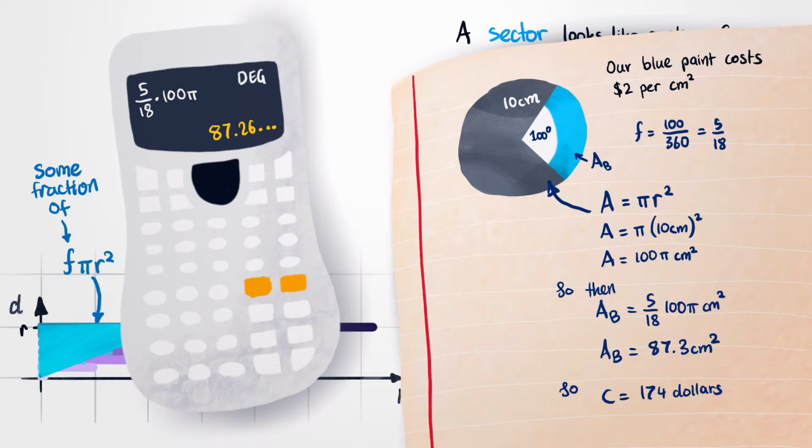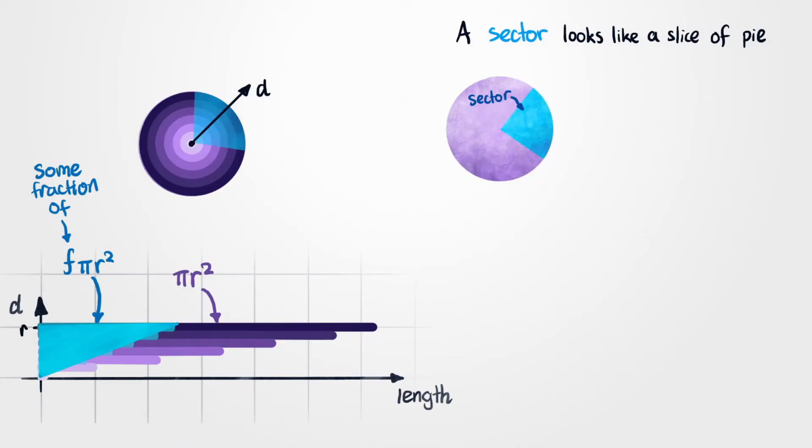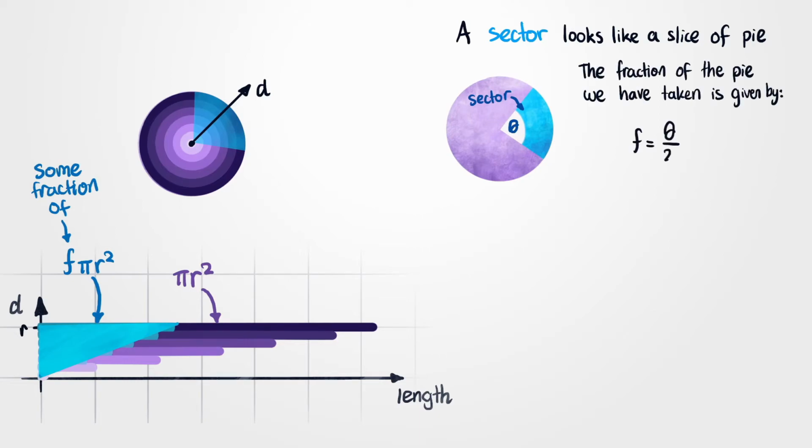Now we can go ahead and repeat these steps in general to find a really convenient formula for this. We're going to want to start by finding this fraction f. And to do that, we're going to have to know what this angle over here is. So let's go ahead and label it theta. Now, assuming we've measured theta in radians, then the fraction we're looking for is just theta on 2 pi. Again, we've chosen radians because it makes the final formula very pleasant.